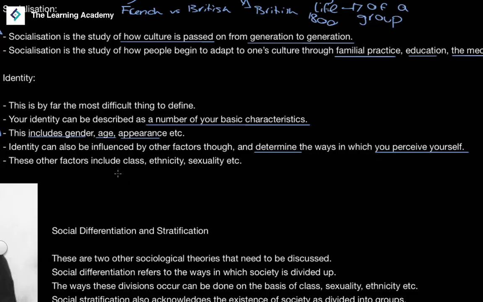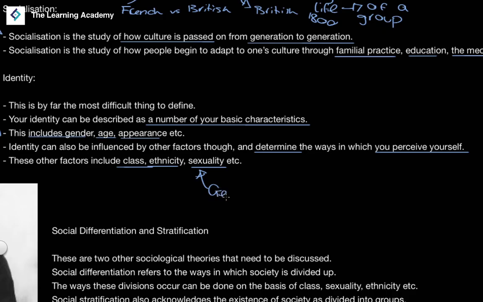So, for example, we can have factors like class. Your position within society, your class, might have an impact on your identity and how you define and perceive yourself. The same goes for ethnicity, sexuality, and also gender.